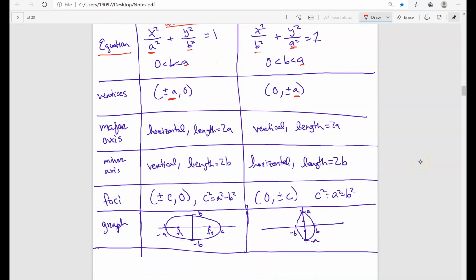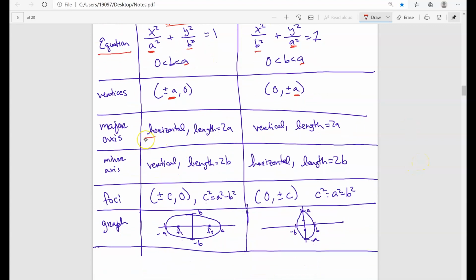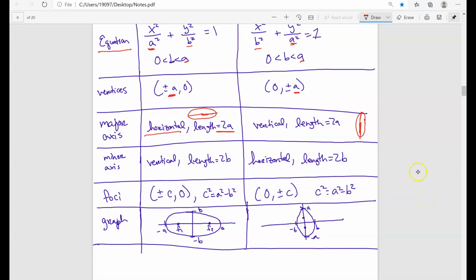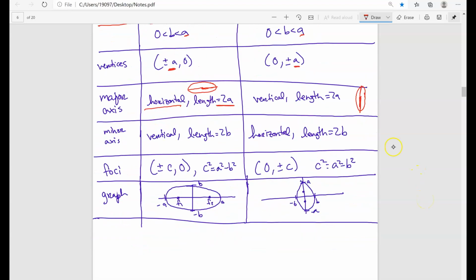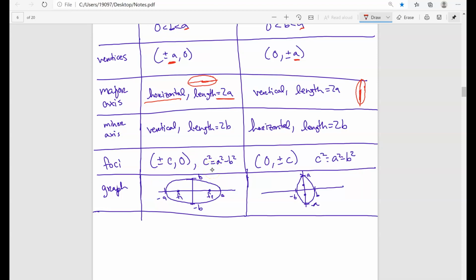The major axis here is going to be horizontal, so the length is going to be 2a. That makes sense, because if it's a on this side, it's going to be a on the other side as well, which gets to be 2a. Here it's going to be vertical, because if it's a on this side, then it's a on the other side. So it's swapped. The minor axis is probably the opposite. Now the foci are at plus or minus c, wherever c may be.